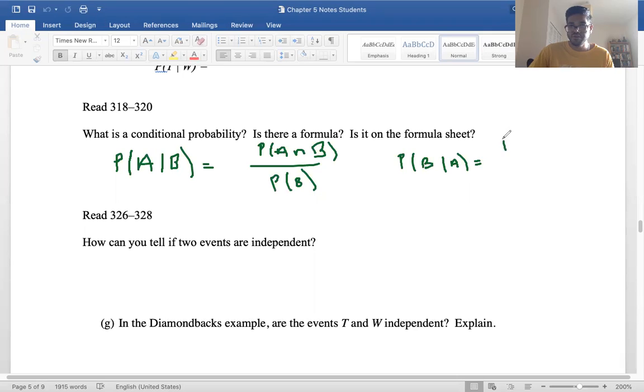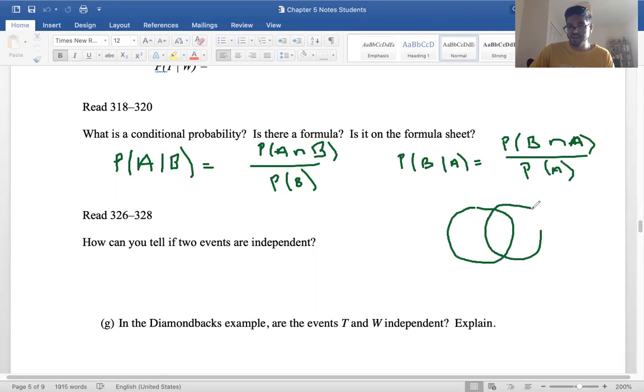What goes in your denominator? You have the probability of B and A over the probability of A. And again, if you want to think about this with overlapping Venn diagrams, the probability of B and A, or A and B, is going to be this middle section. Your denominator, let's say we're doing B given A, here's A, it's going to be all of this.